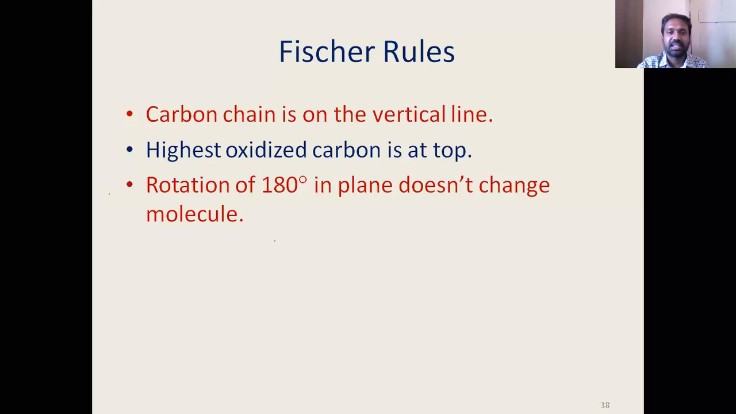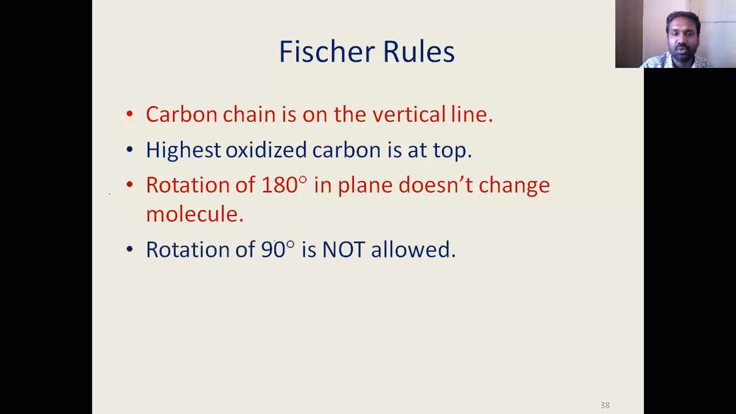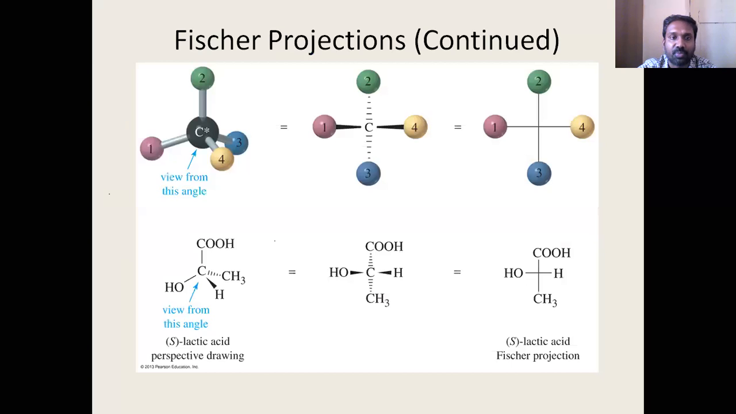Anyways, don't worry about these things. 180-degree rotation in the plane is allowed; 90-degree rotation is not allowed. We will understand more about these points when we take up interconversions between projections. If I give a molecule in Fischer projection, you have to convert that to all the other 3 projections. That exercise we will do in the next class. Then I will explain in more detail 180-degree and 90-degree rotations in plane and out of plane.